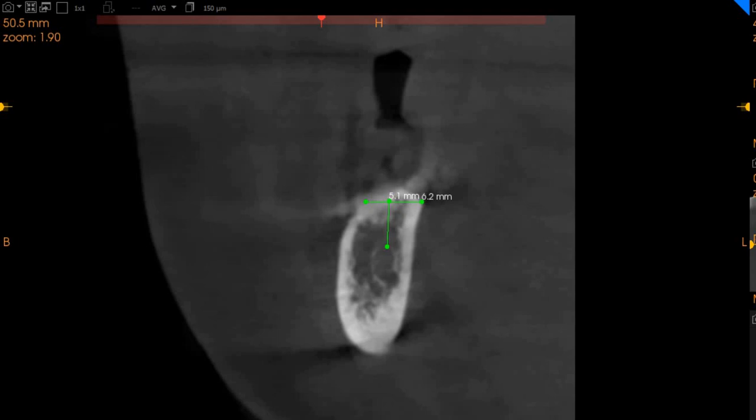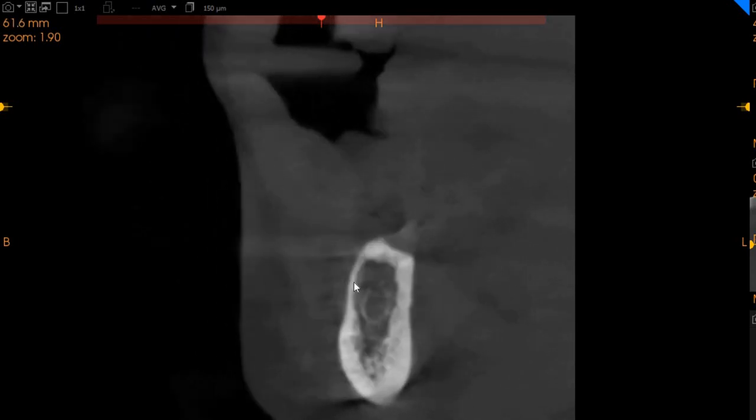This is the molar region. When we move towards the premolar region, again, this is the maximum height we have, which is 5 millimeters, with the crest being 5.4 millimeters. Moving slightly more anteriorly, we've got 4 millimeters of height with a good 5 millimeters of width. Canine region, we've got very good bone here. The best bone that we've seen so far, 7 millimeters of width with 8 millimeters of height in the canine region.